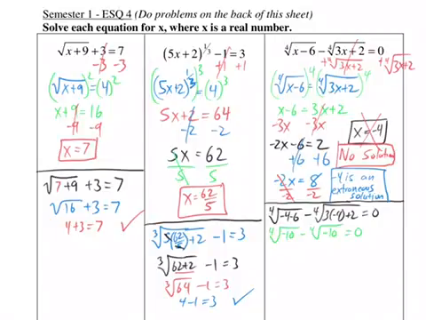So make sure whenever you have even powers, even radicals, to check for sure. Because even if you did it right, it could be wrong. We did it right. It still didn't work. Great. If it's an odd root, you don't really have to check, but it's still good to do it.